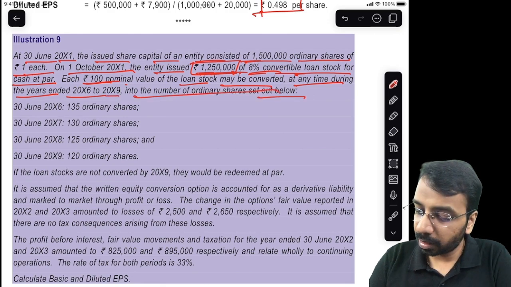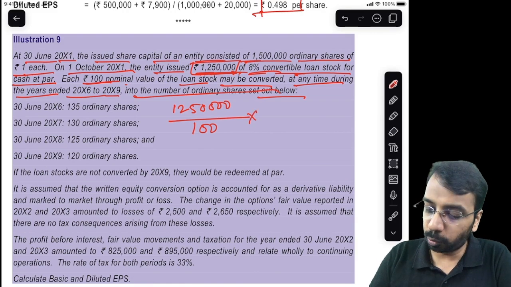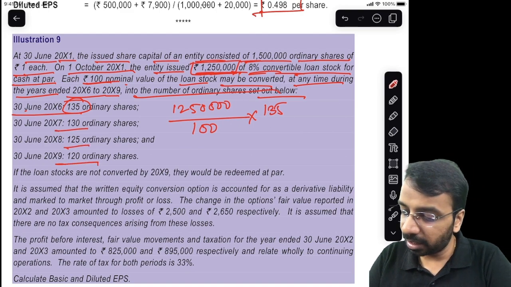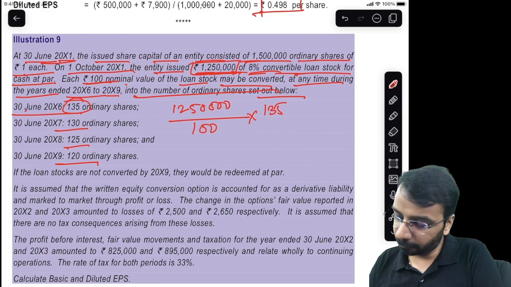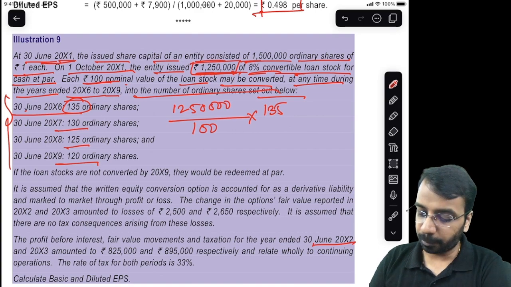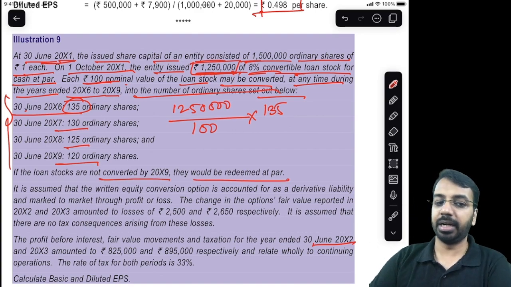So 1,250,123, this is the total value. Each, if you take 100, if you convert on 30th of June, you get 135. Like this, if you convert on 30th of June of year 7, 130, 125, 120. Okay, we are on which date? We are in June year 1. So our calculation will be as on 30th June. Year ending is 30th of June, right? So this is the subsequent conversion given. If the loan stocks are not converted, they would be redeemed at par. So if they don't convert, they will be redeemed at par.